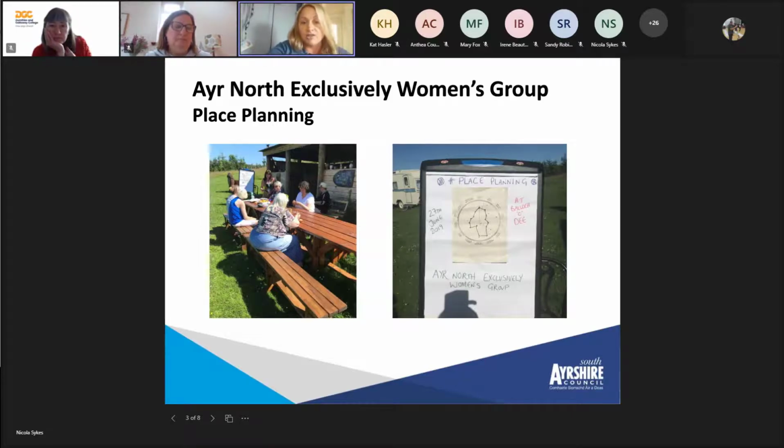As you can see from the pictures, we were really fortunate. I think it was the hottest day of the year. We were in a beautiful setting and we had a full afternoon in-depth conversation with the women about their area and how they feel about it. The information that was collated was passed back as part of the wider consultation.